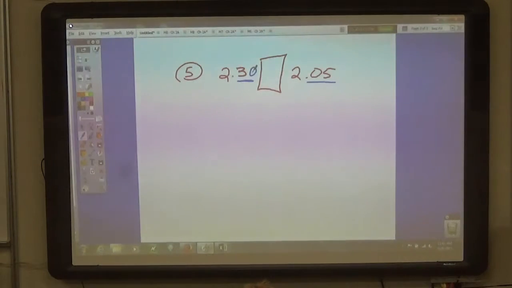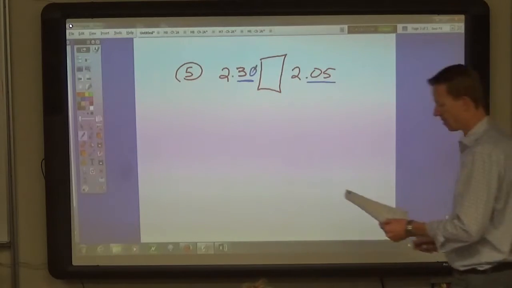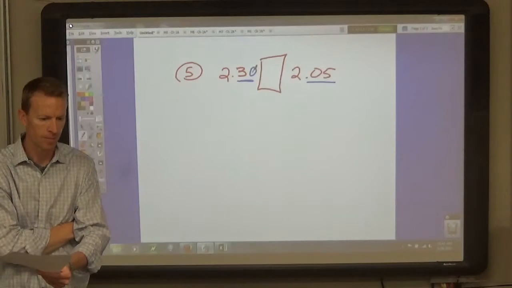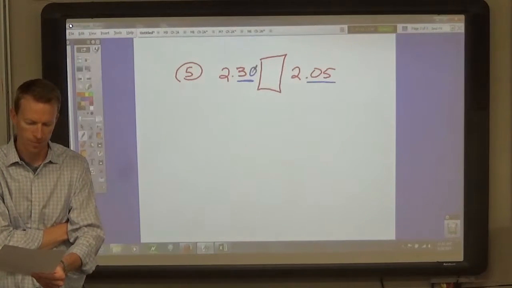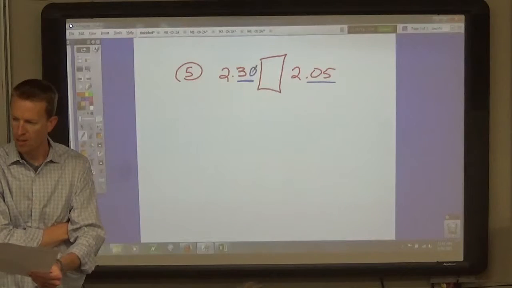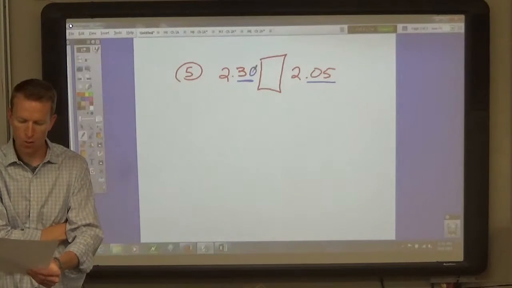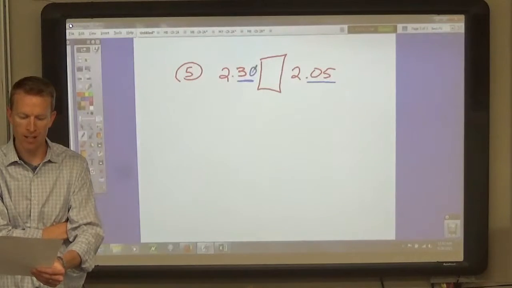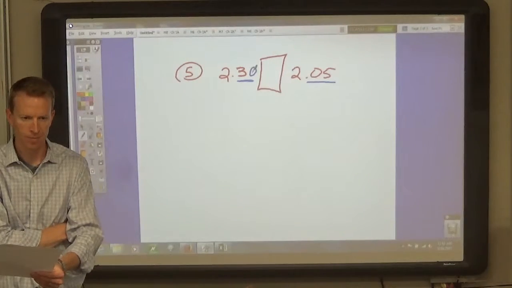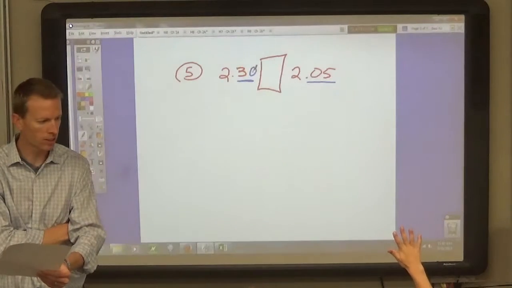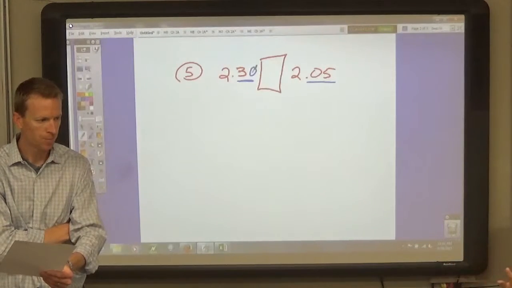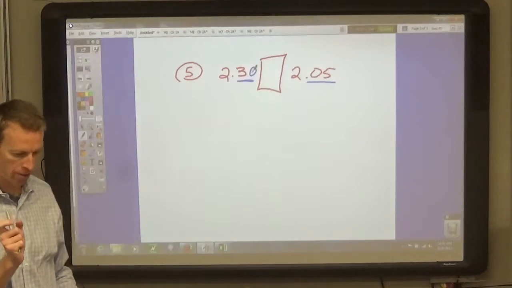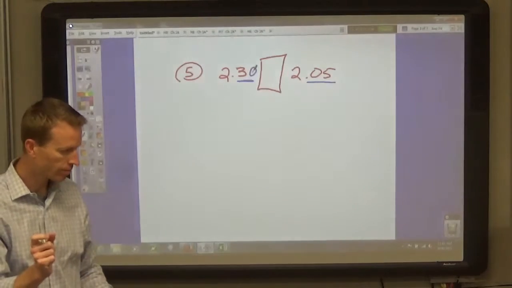Okay? Let's skip down to number 15. Number 15. $4.72. What do we have to figure out on that number line? There's some numbers that are marked. You have to figure out how much each space is worth. Right?